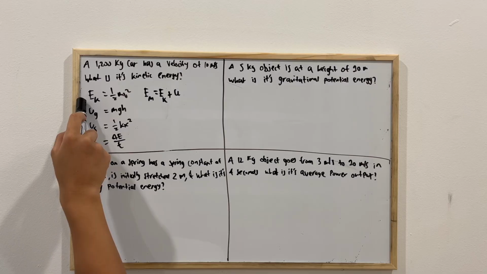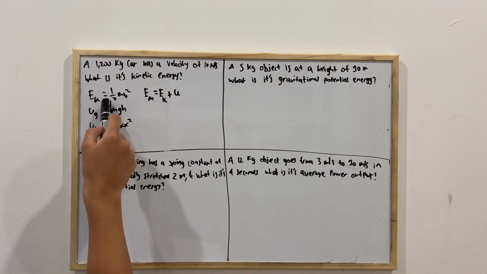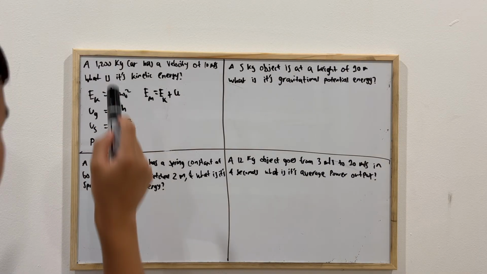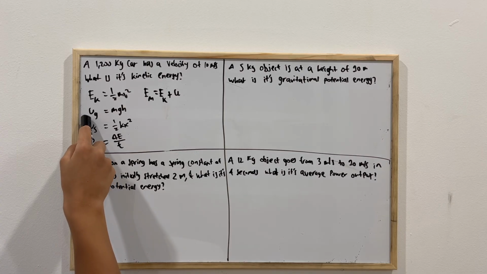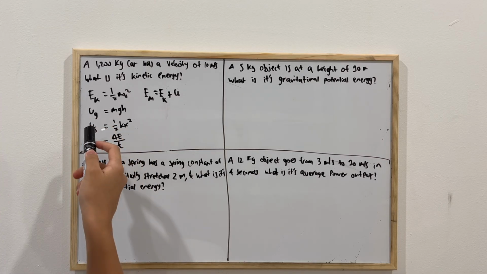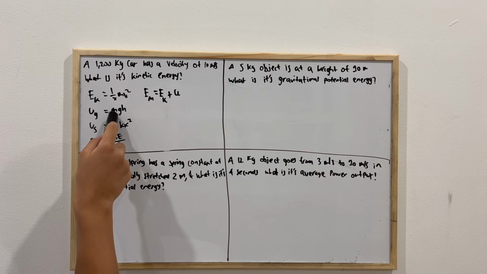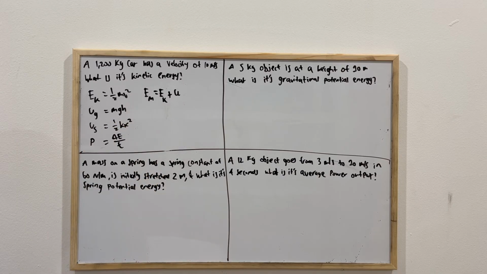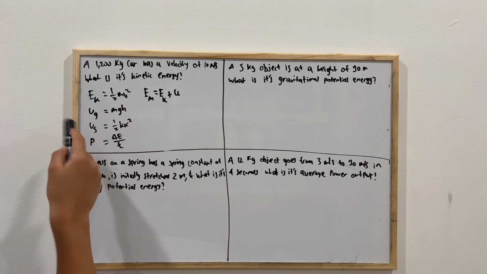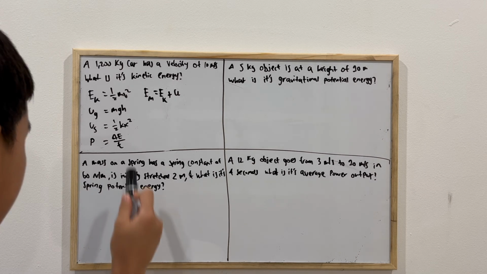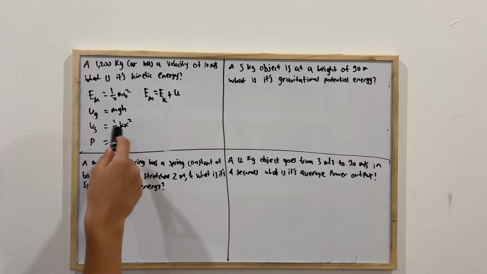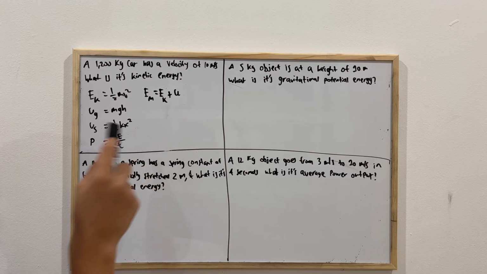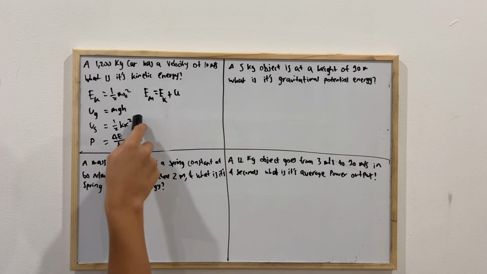So energy, kinetic, that's just kinetic energy equals 1/2 mass times velocity squared. Potential energy due to gravity, so gravitational potential energy equals mass times gravity times the height it is displaced. Potential energy of spring, so elastic potential energy equals 1/2 k, spring constant, times x. X is how much is displaced, squared.